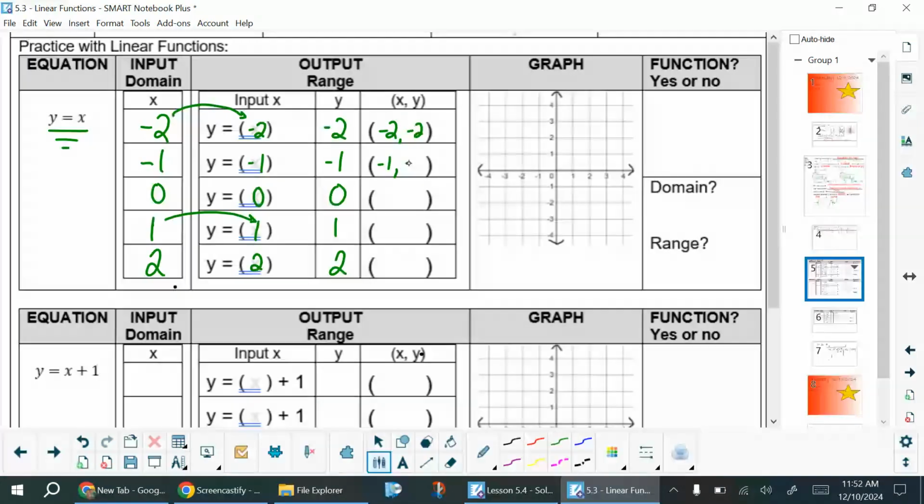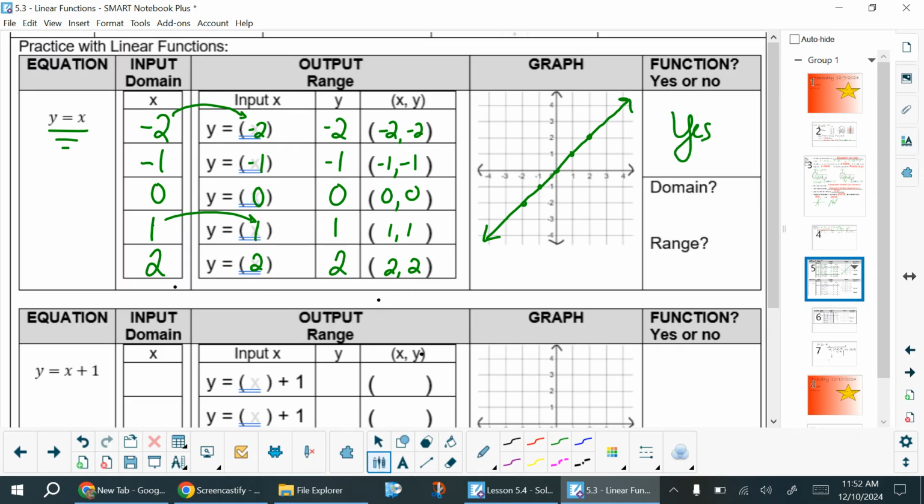I'm going to make ordered pairs out of these, which is just the x value comma the y value. And then I'm going to graph the points. And you will see when I do that, all of those points end up in a nice straight line. So I'll connect the dots to make a line, put arrows on the end to show that this line keeps going forever and ever.